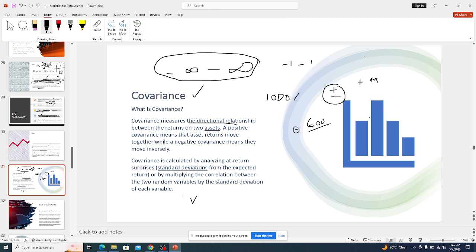Let me give you an example. We have the price of a house and the size of the house. What happens? We know that as the size of the house increases, so does the price.